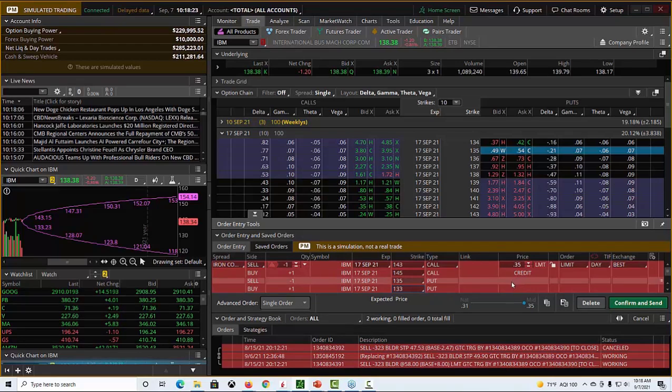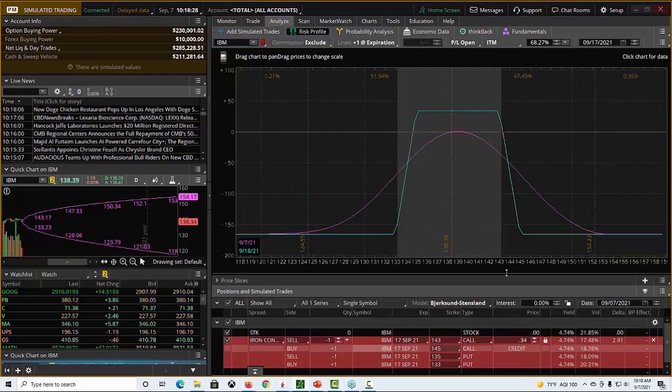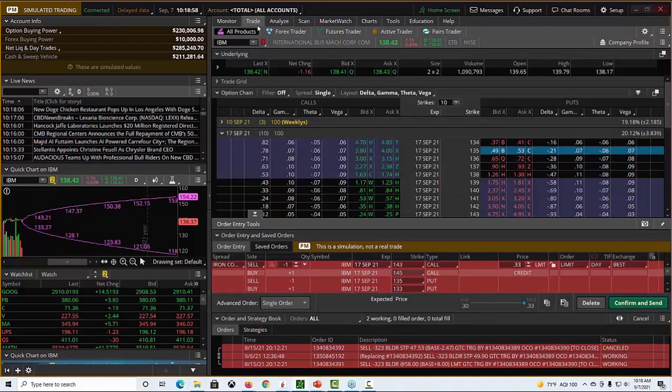That seems like a very small credit. Let's analyze this and see what it looks like. Doesn't seem like nearly enough. 34-cent credit for 166 of risk. That's way worse than I had anticipated. Yeah, it's probable. See this whole shaded area? It's probable that we're going to make money, but there's still a sliver here of losses that are very realistic. I thought we would get a little more credit than that.